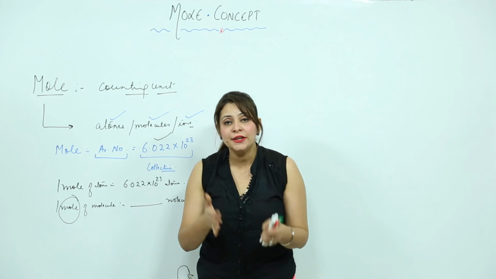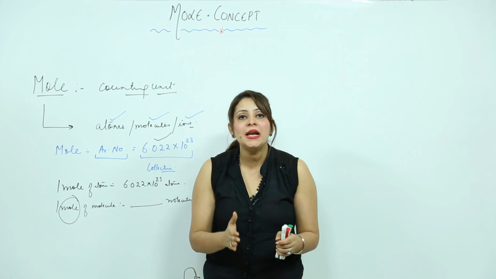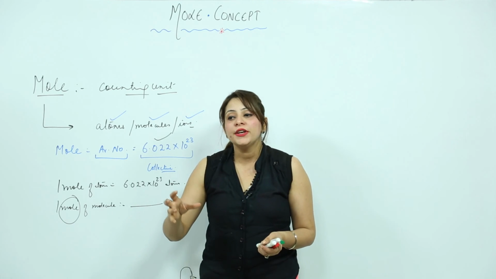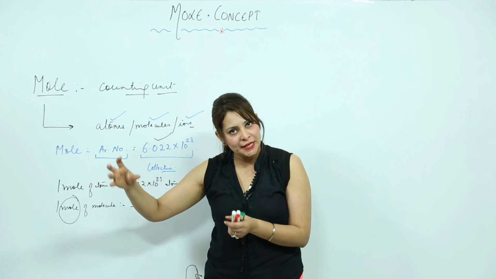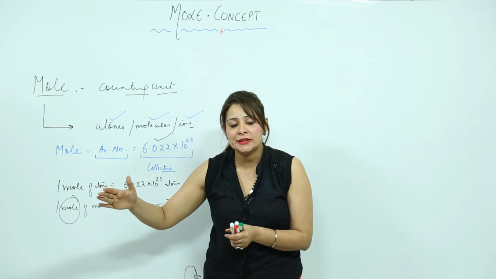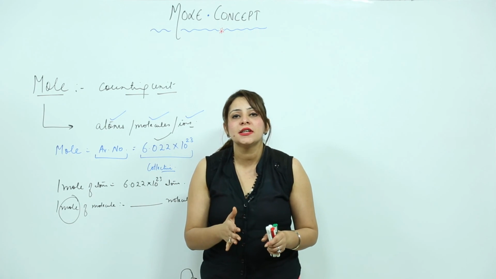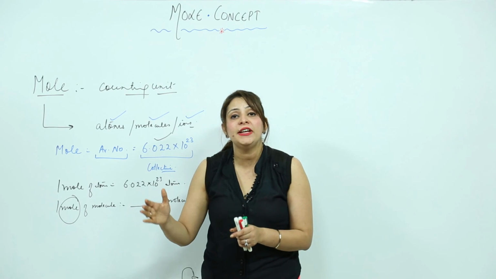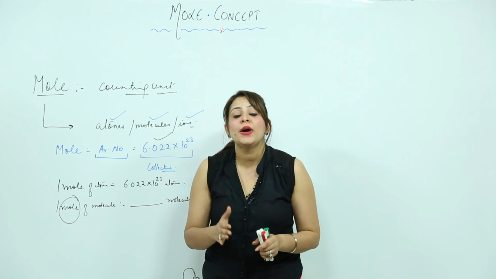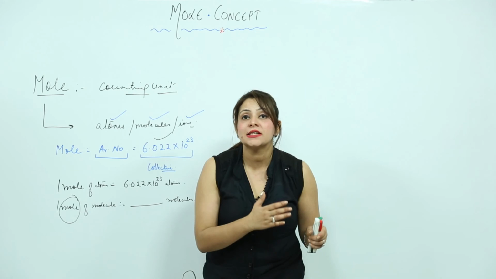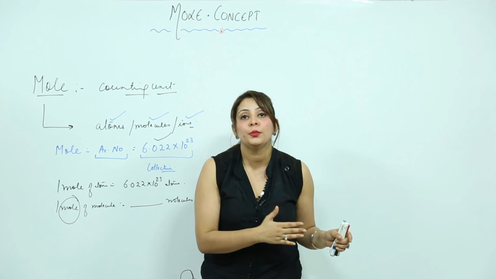So you'll answer in this way: mole is actually a number which contains as many particles, which can be atoms, molecules or ions, as are present in 12 grams of C12, that is the isotope of carbon.